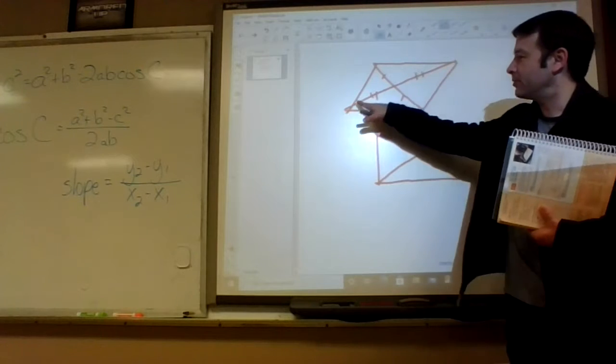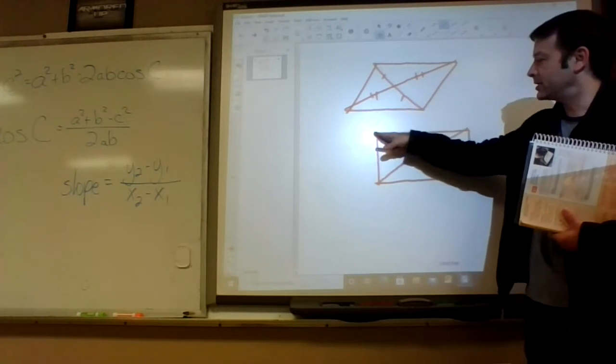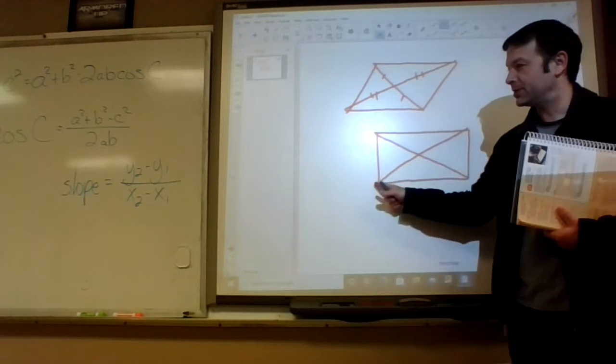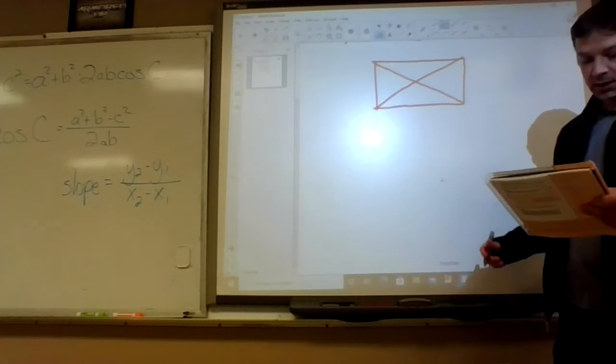Like this is pretty far away from this. They're kind of leaning away from each other. But these are kind of close. But on a rectangle, since everything's 90 degrees, it kind of lines up. All right. Okay.